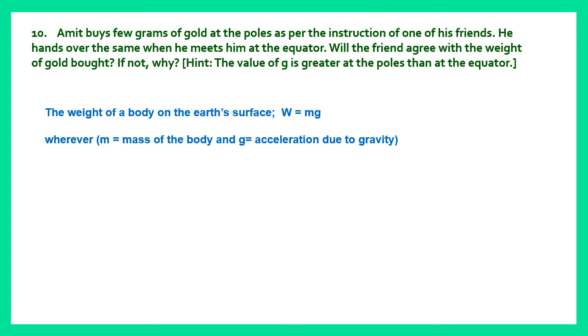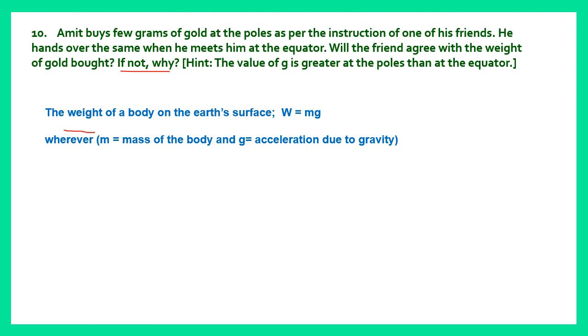Here is question number 10 from your exercise. Let me read the question for you. It says Amit buys few grams of gold at the poles, and he hands over the same gold to his friend when he meets him at the equator. Now the question is, will the friend agree with the weight of the gold? If not, then why?